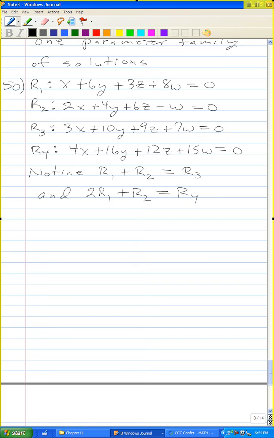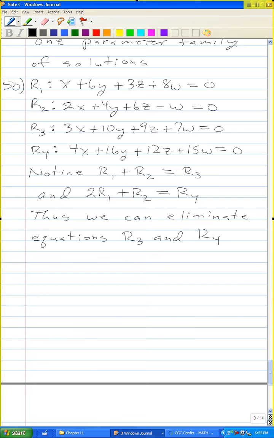And so let's show that. Thus, we can eliminate equations R3 and R4 because they are really just a rewriting of equations R1 and R2. So basically, it's a case where these are just linear combinations of the others. So they're subspaces of the other space.